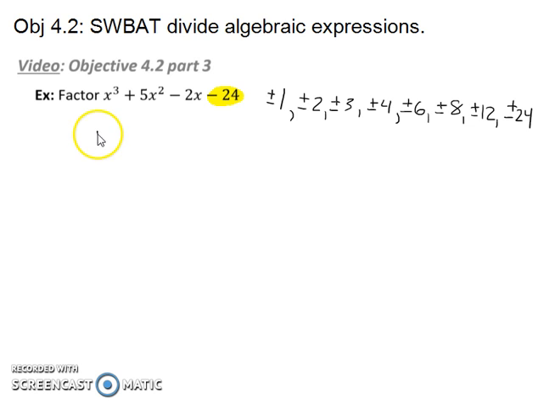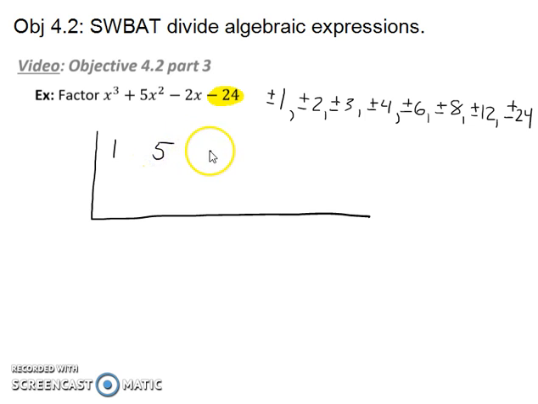So here's what I'm going to do. I'm going to set this up. I'm going to put 1, 5, negative 2, and negative 24. And remember, if something is a factor, its remainder is going to be 0. So we just need to find out which one of these is going to have a remainder of 0 when we do synthetic division. So I'm going to start with positive 1 just because it's first. And I'll do this in a different color. I recommend you do this in pencil because if we're wrong, we're going to erase what we just did and then go back and fix it.